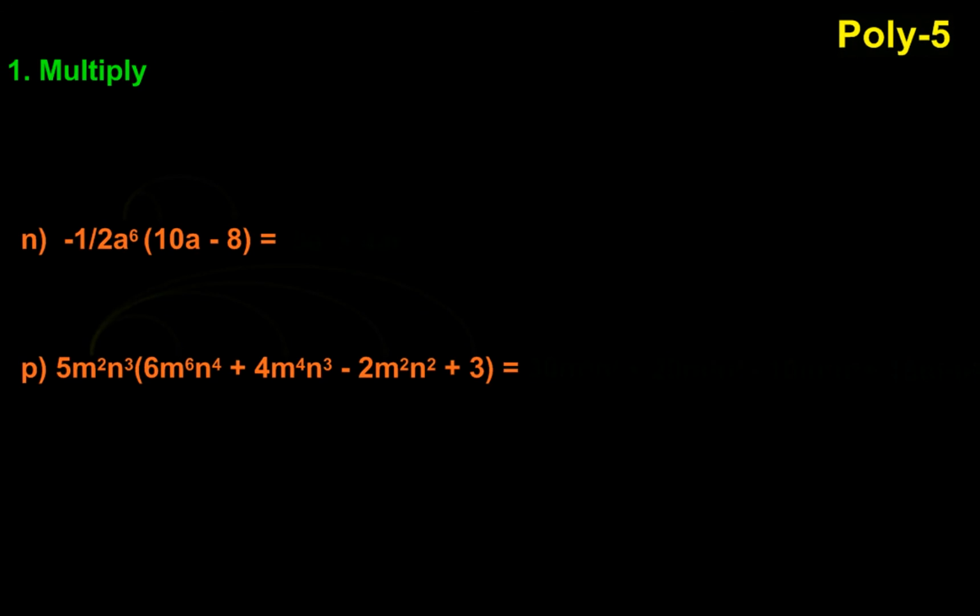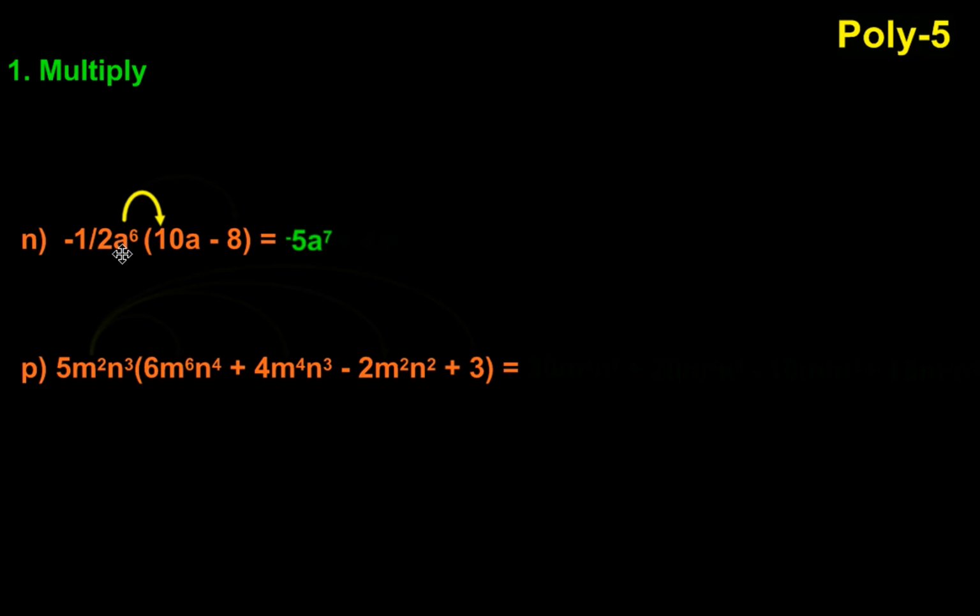Now let's take a look at question 1n. So we're going to be multiplying this monomial, negative 1/2 a to the 6th, times the different parts of this polynomial. The first thing we're going to do is take negative 1/2 a to the 6th and multiply it times 10a. And when we do that, we're going to get negative 5a to the 7th. The negative 5 comes from multiplying negative 1/2 times 10. A to the 7th comes from adding a to the 6th plus this a, which is assumed to have an exponent of 1, getting us 7.